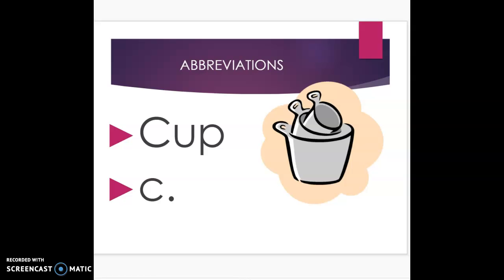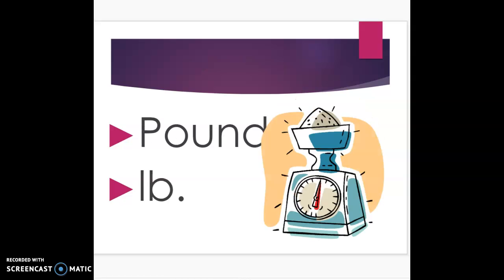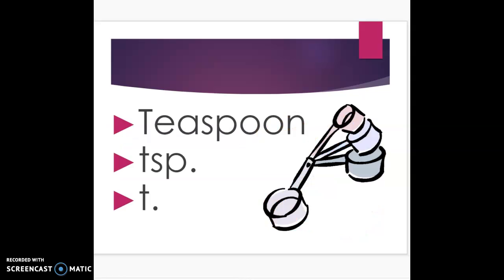So cup is abbreviated with C. Pound is abbreviated with LB. Teaspoon is abbreviated in 2 different ways. So we have TSP and lowercase t. A teaspoon is the smaller of the 2, tablespoon and teaspoon, and so the lowercase is going to indicate that it's teaspoon.